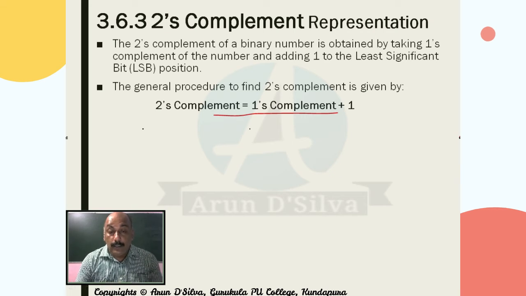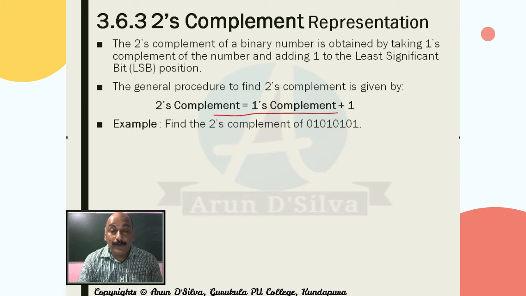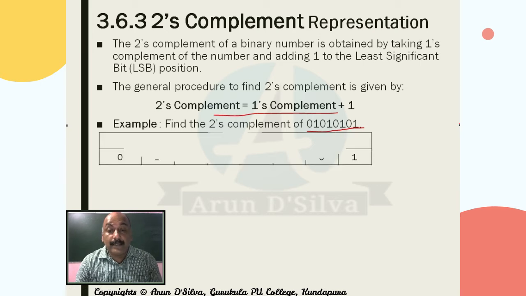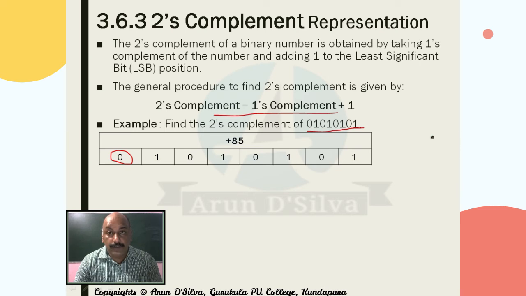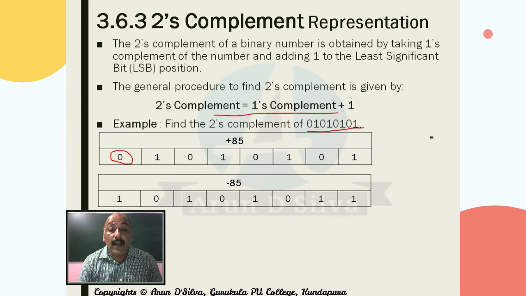Now I'll show you the same for the given 85. This is the 85 value in binary: 0 1 0 1 0 1 0 1. The positive number is represented this way, plus 85, that is 0 1 0 1 0 1 0 1. There is no change. The starting bit is 0, that means it is a positive number. Now how do we represent the negative number, minus 85? That becomes 1 0 1 0 1 0 1 1.